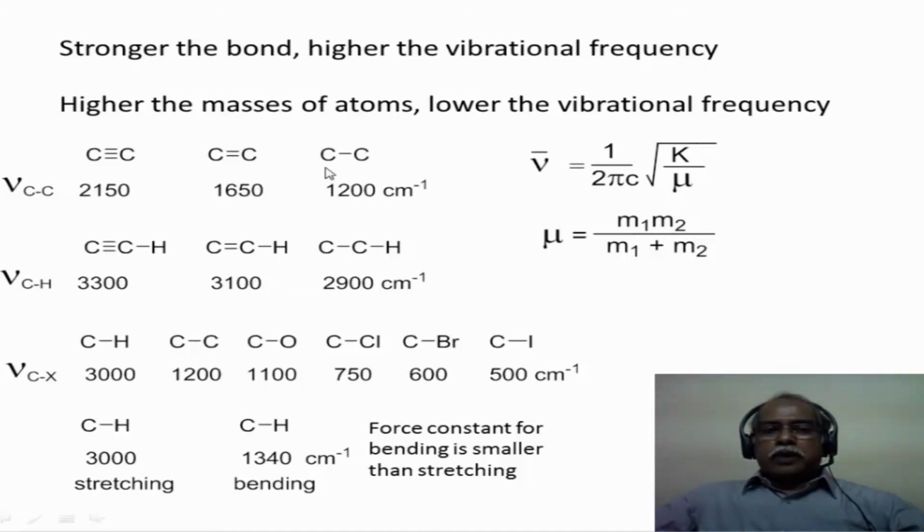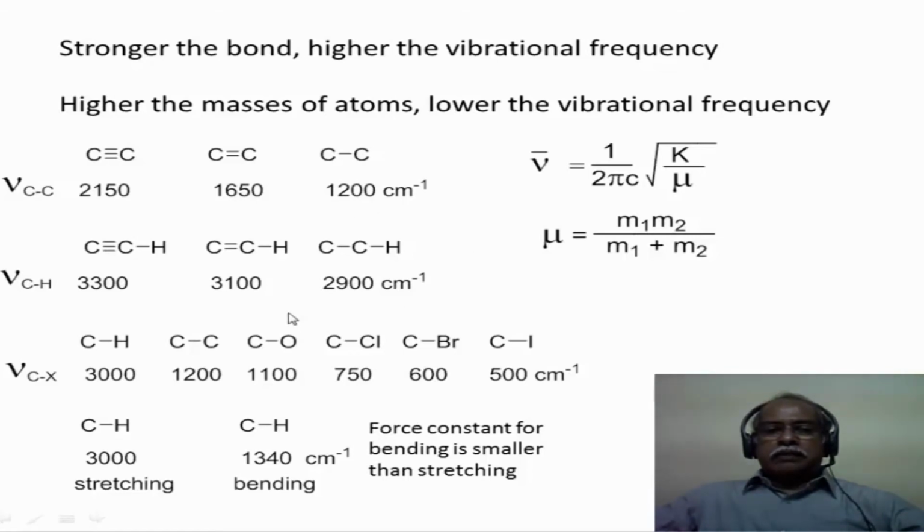If this is the order of bond strength, in other words going from right to left, if the k value keeps increasing, then the stretching frequency should also correspondingly increase. In fact, that is what one sees. The C triple bond C appears at 2150 inverse centimeter. The C double bond C appears in the region of 1650, whereas the C single bond C appears in the region of 1200 inverse centimeter.